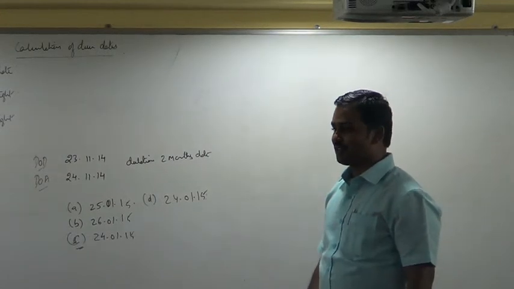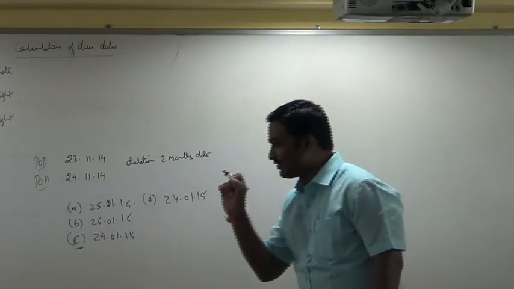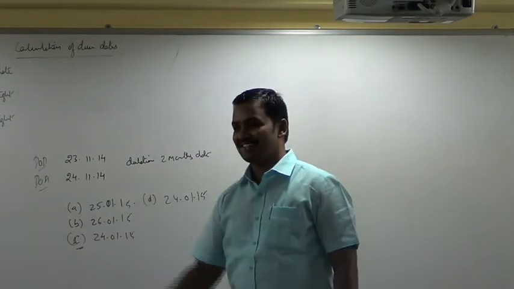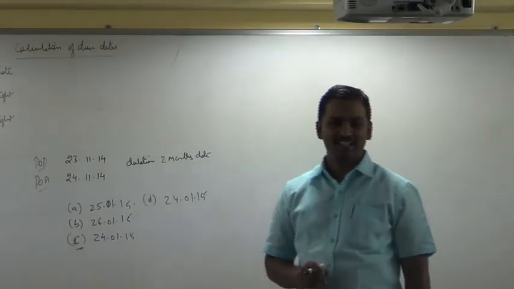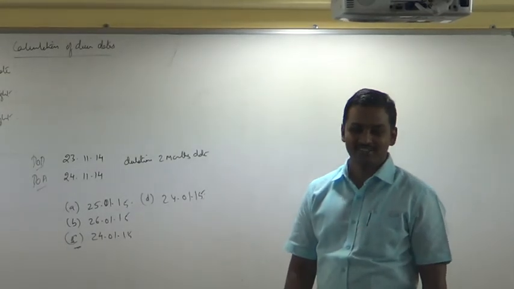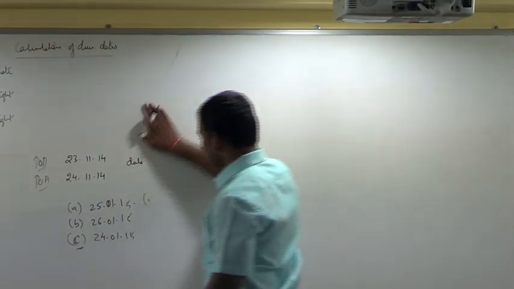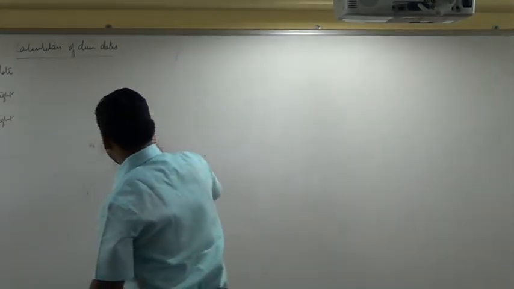But what will happen is most of the students, as soon as they see 26th January is a public holiday and 25th January is given, put that as the answer. But they fail to recognize that the year is wrong. It should be 2015. Is it clear? One more question.